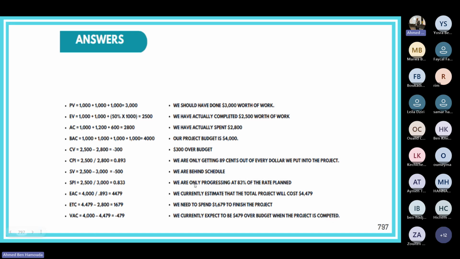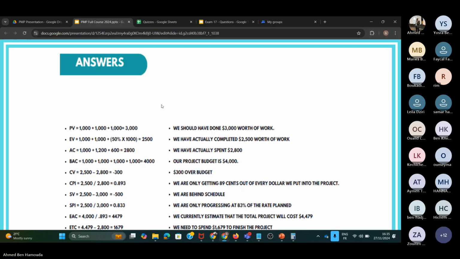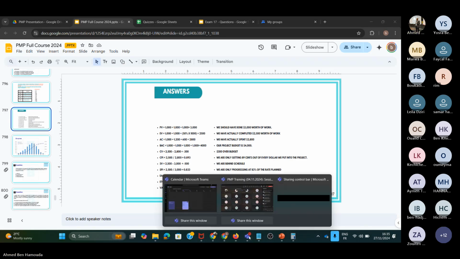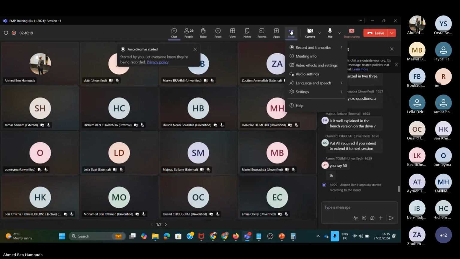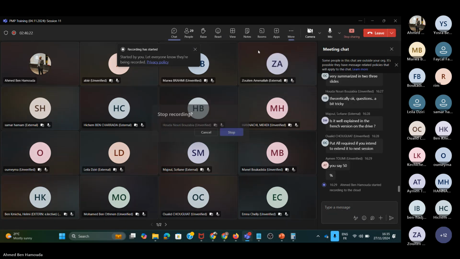So this is the correction of the question. You can still calculate the TCPI. Since you have a CPI less than one, then you can apply the formulas which we saw earlier. And yeah, I didn't calculate it in this exercise. All right. Okay, good.